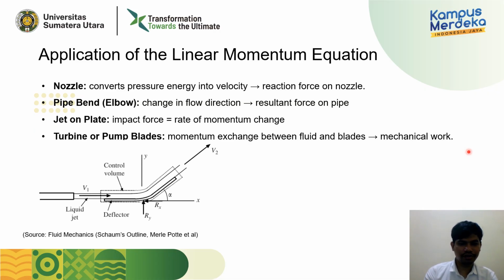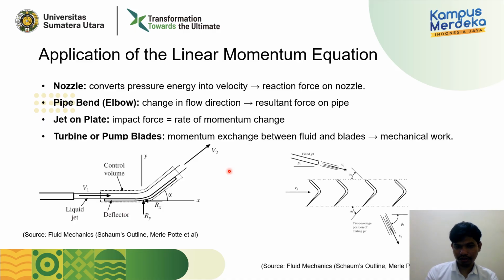Okay, this is an example where we use linear momentum equations. This is the control volume, and this is the velocity at the inlet, and this is the velocity at the outlet. So the force inside this control volume will be equal to the momentum equation at the inlet and the momentum equation at the outlet, the difference between the momentum equations at the inlet and at the outlet.